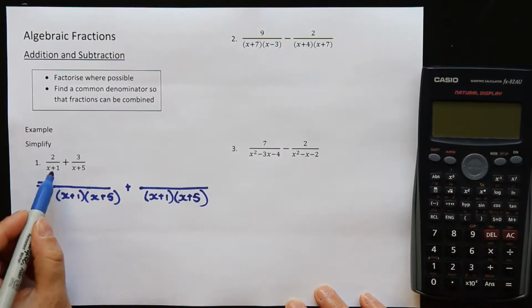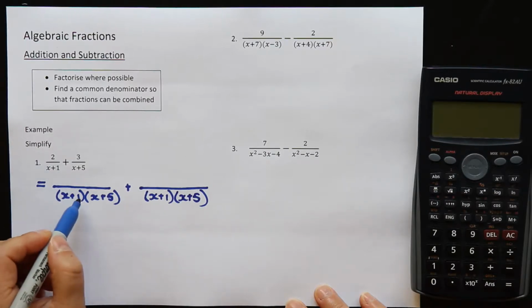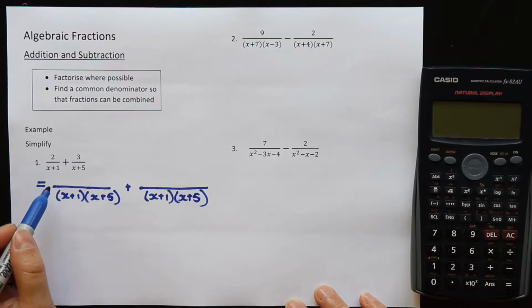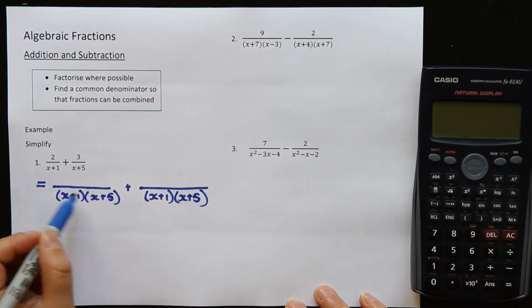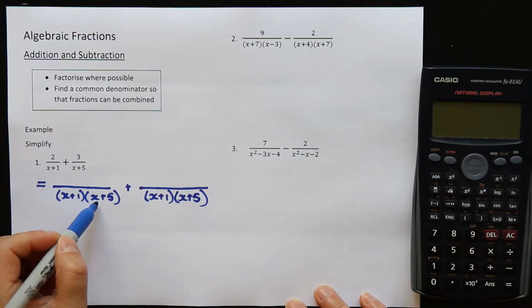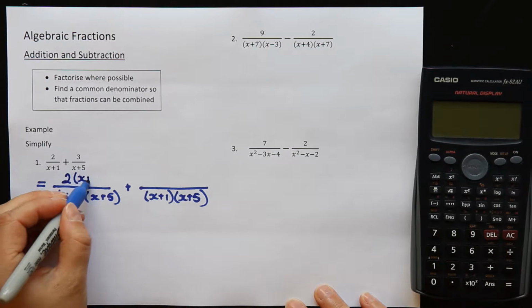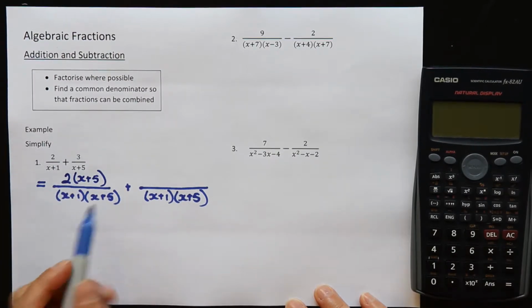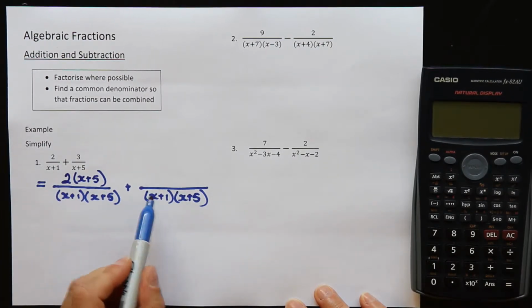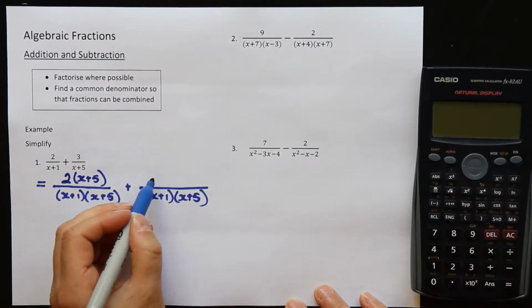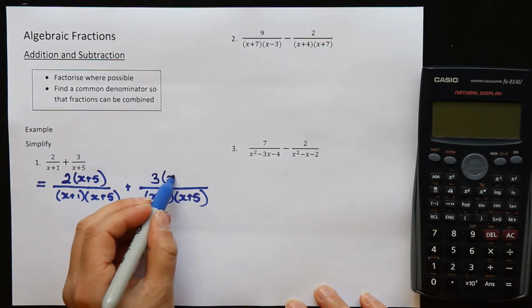Okay, now, if you've done something to the denominator of a fraction, you have to also do that to the numerator, to the top of the fraction. So this first fraction, it had an x plus 1, but I've multiplied an x plus 5 to it. So I have to also do that to the top. So I multiplied the 2 by an x plus 5. This second fraction had an x plus 5. I've multiplied the x plus 1 in it, so I have to do that to the top.